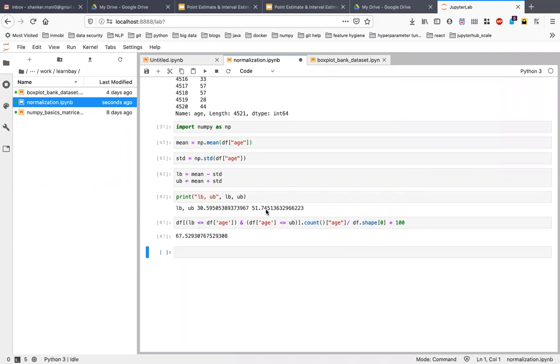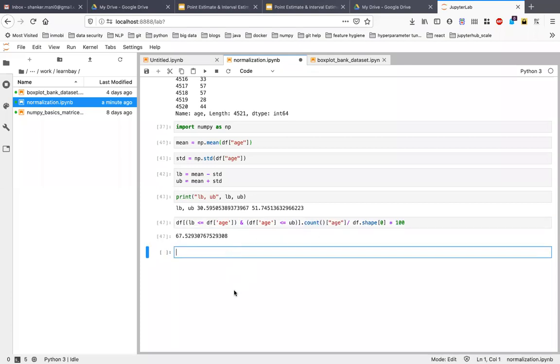You need to go step by step here. What this means is any value of df of age which is greater than the lower bound, at the same time any value of df of age less than the upper bound, and I want this within df. Now I want the count of it, and then I'm dividing by df dot shape, and then I'm multiplying by 100 to get percentage.